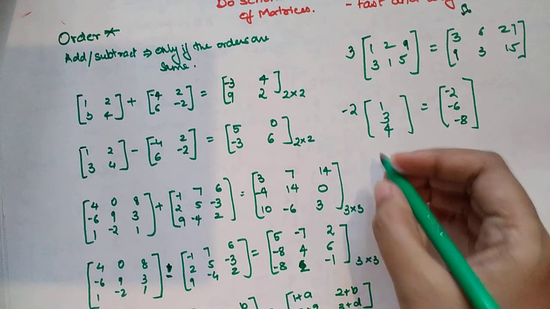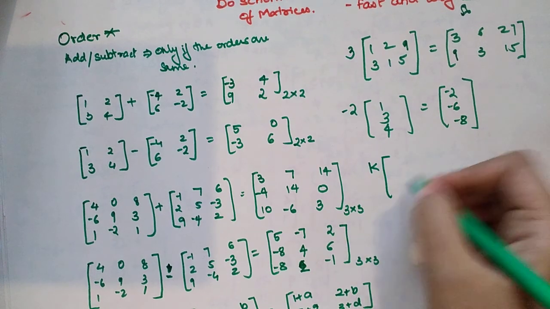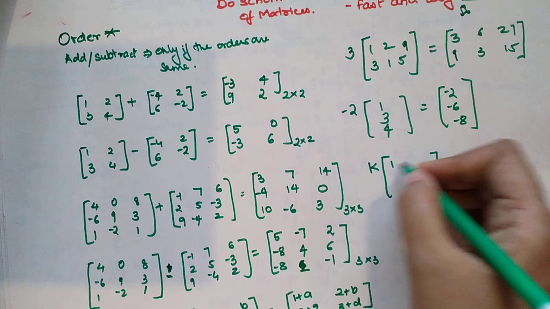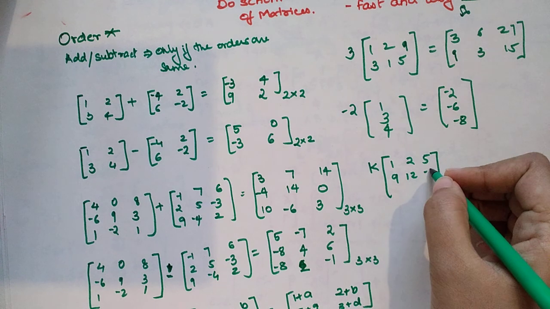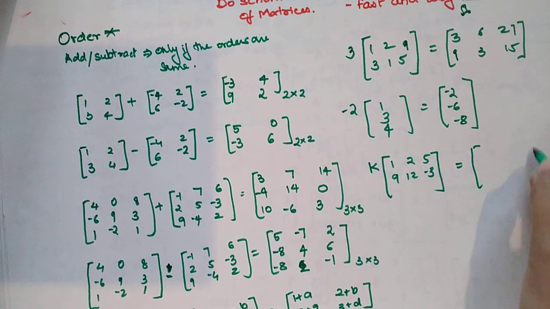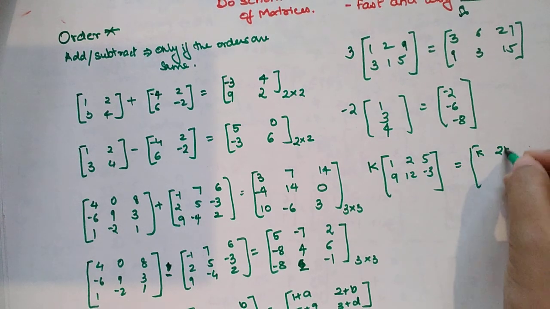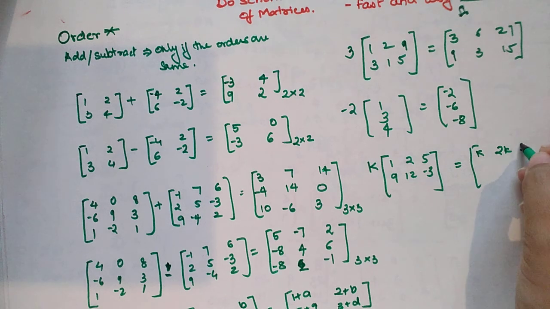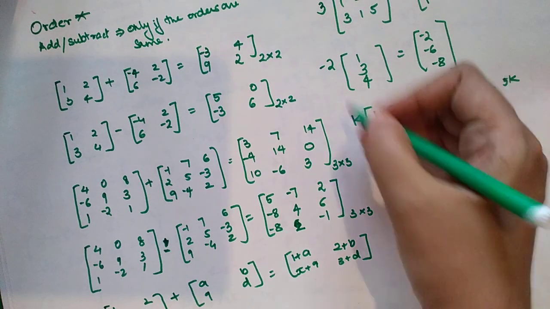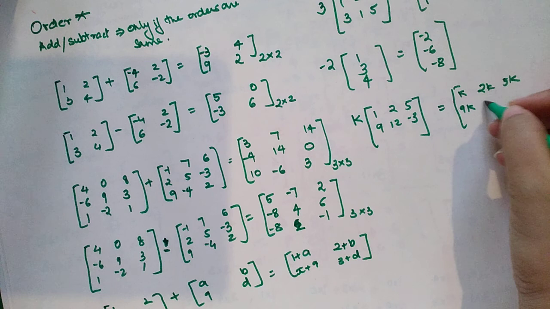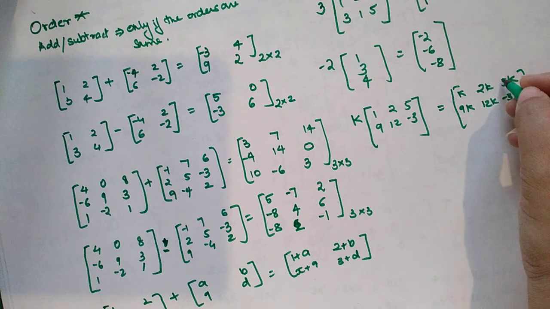Now let's see what happens when you have to multiply a variable to a matrix. Let's say 1, 2, 5, 9, 12, and minus 3. So here your answer gets 1 into k is k, 2 into k is 2k, 5 into k is 5k. Now 9 into k is 9k, 12 into k is 12k, minus 3 into k is minus 3k.